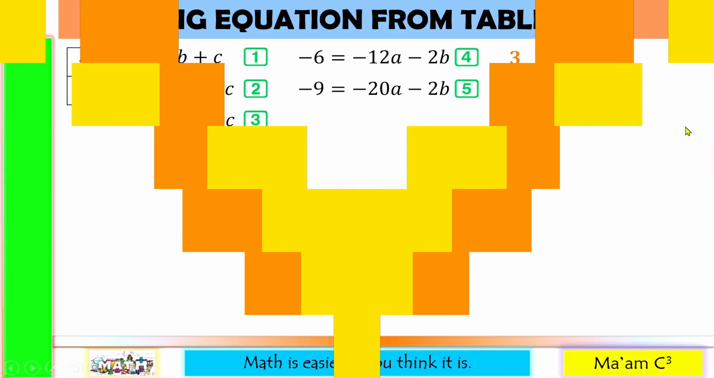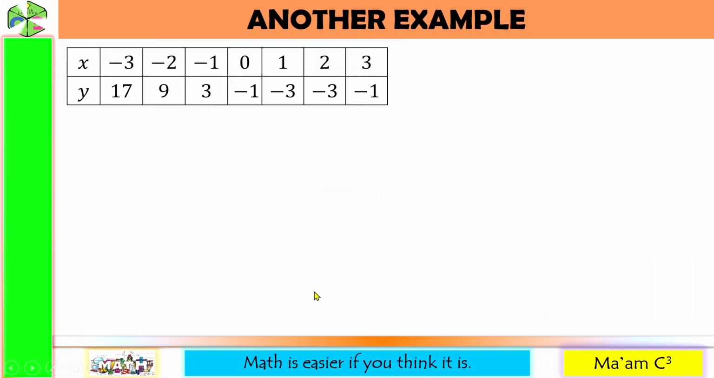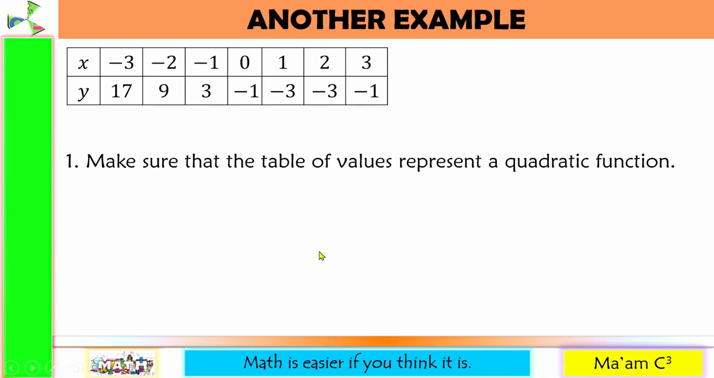Let us have another example. Again, step 1 is we have to make sure that this table represents a quadratic function. So first test, there should be equal increment in x. Negative 3, negative 2, negative 1, 0, 1, 2, 3. There is an equal increment of 1.